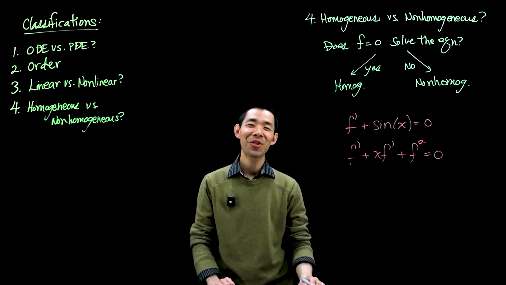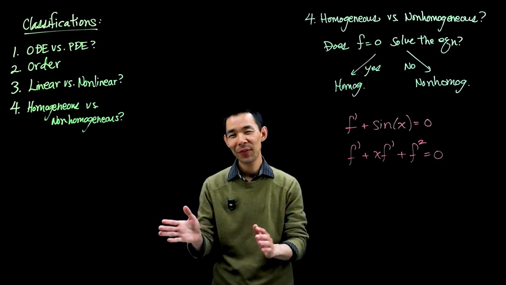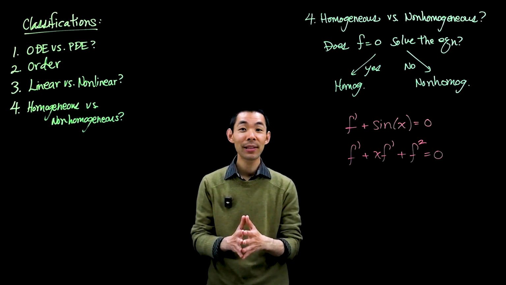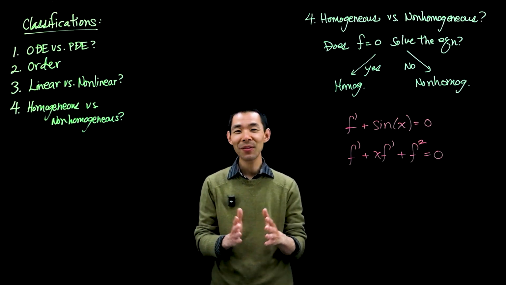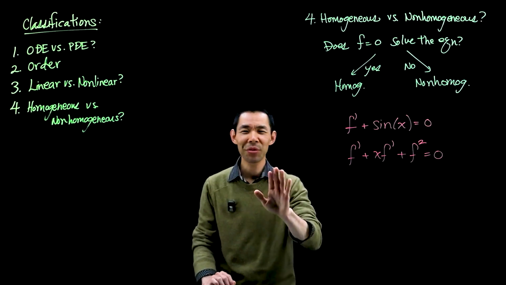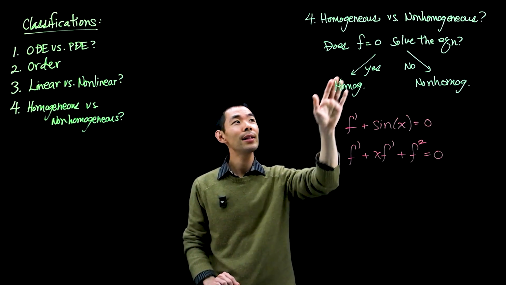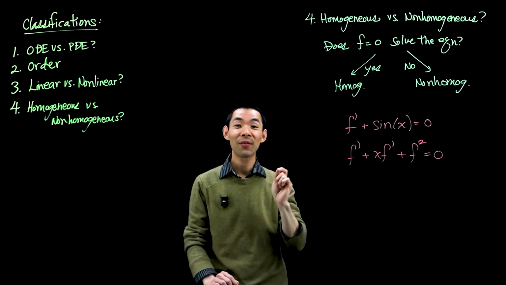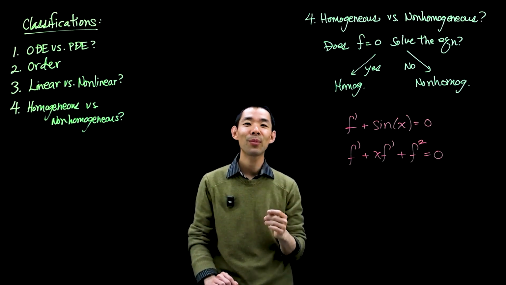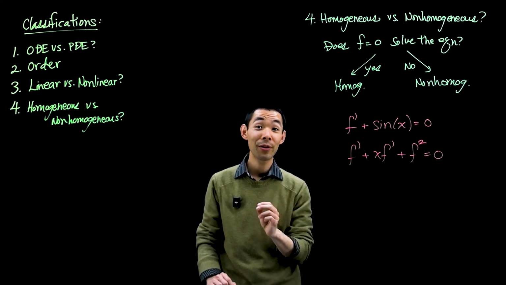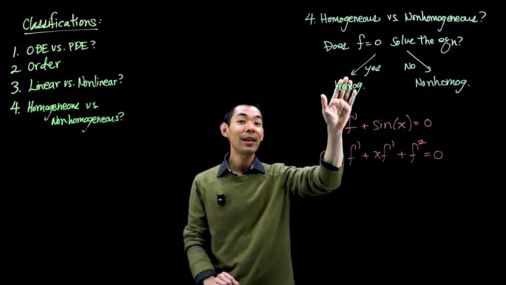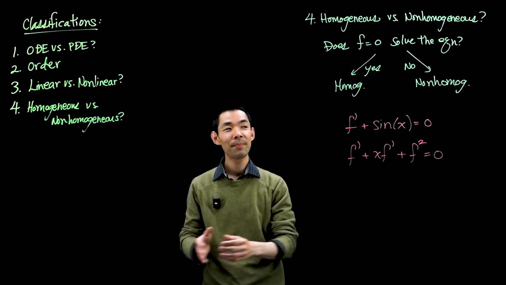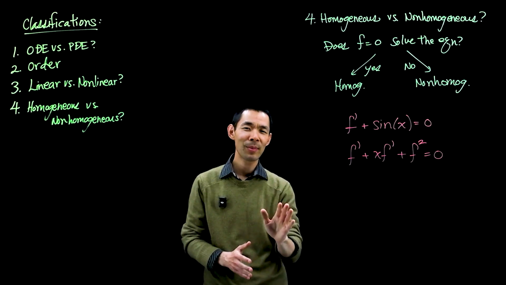So the final question you should ask yourself when classifying a differential equation that you would like to solve is: is the equation homogeneous or non-homogeneous? It's a very simple rule. Essentially, you ask the equation, does f equals 0 solve the equation? f in this case is the function you want: temperature profile, velocity profile, concentration profile. You want to know that function as an engineer. Does setting that variable equal to 0 solve the equation? If the answer is yes, it's homogeneous. If not, it's non-homogeneous.